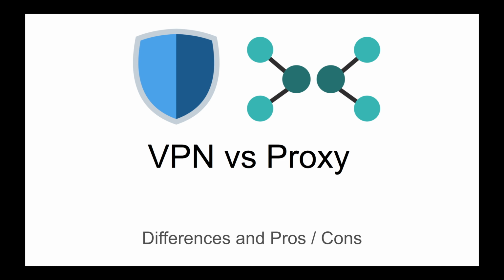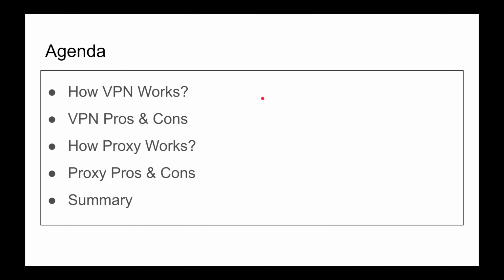A VPN and a proxy are two pieces of tech that each has their own applications, differences, and pros and cons. Both make requests on behalf of the client, but they are implemented very, very differently. In this video, I want to go through the following.